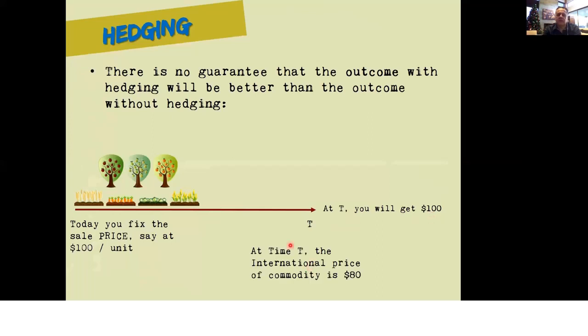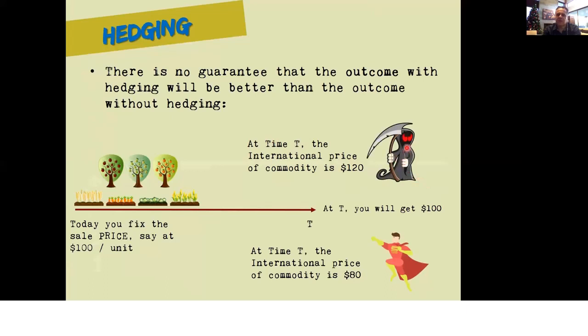So let's assume that at time T, the international price of your commodity is 80. You will receive 100, even though the market price is 80. So if you took that decision in your company, you may be seen as a hero, right? Because you are so good at foreseeing the future, and you actually receive more than the international price of that asset. However, if at time T the international price of that commodity happens to be 120, regardless of this, you still will get 100. So in that case, you may be seen as a villain, right? That's a very common situation in derivatives.